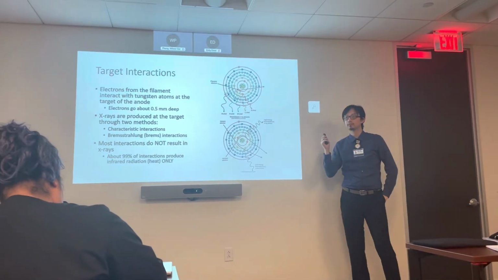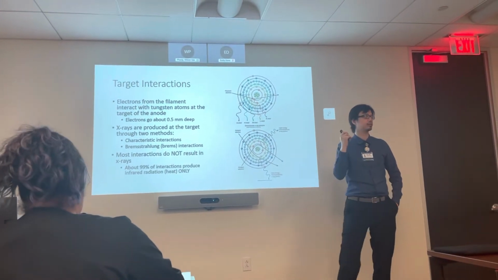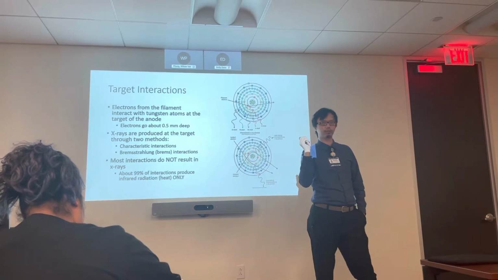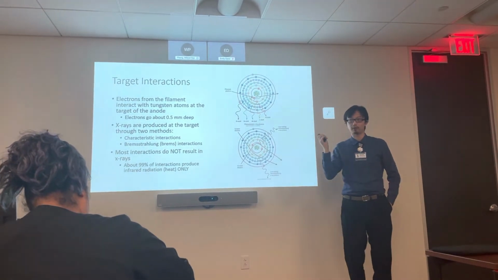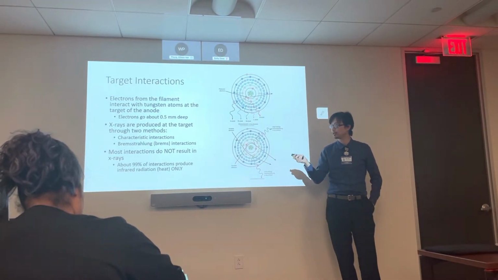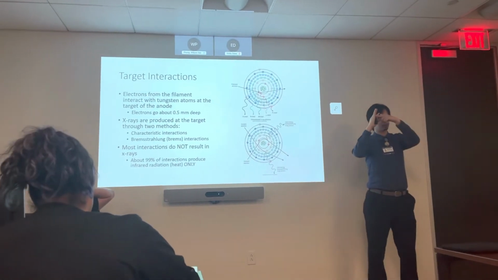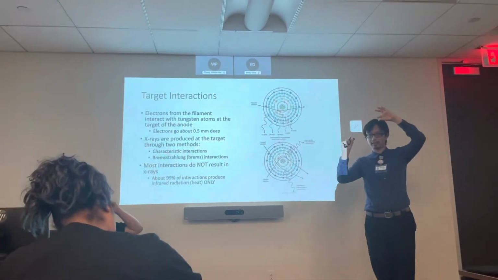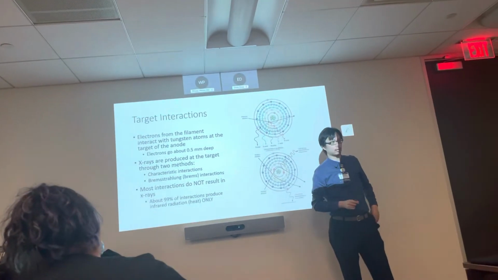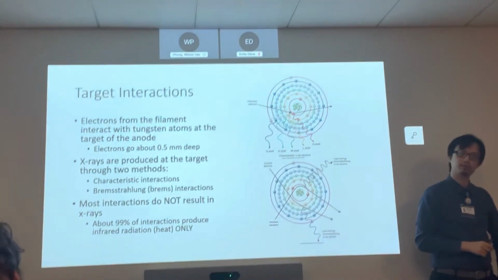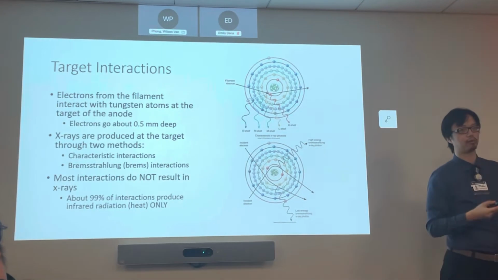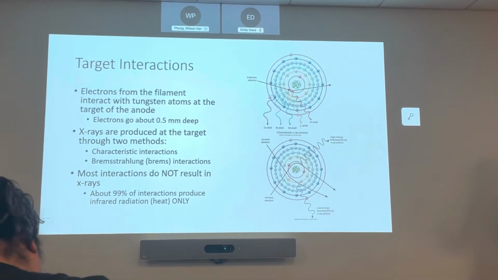So, when the electrons do reach the target, they go about 0.5 millimeter deep. They don't actually go that far. So, our X-rays are made in this region, right? They hit the target, they go about 0.5 millimeter deep inside that 0.5 millimeter strip all along our target, right? Our focal spot, that is where the X-rays are made.